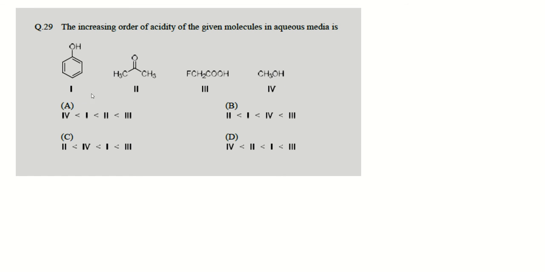And now we'll compare phenol and alcohol. In phenol the negative charge will delocalize into the benzene ring, and in the case of alcohol there is no such delocalization, hence phenol is more acidic than alcohol. So the correct order is III, I, IV and II. So the correct option is C.